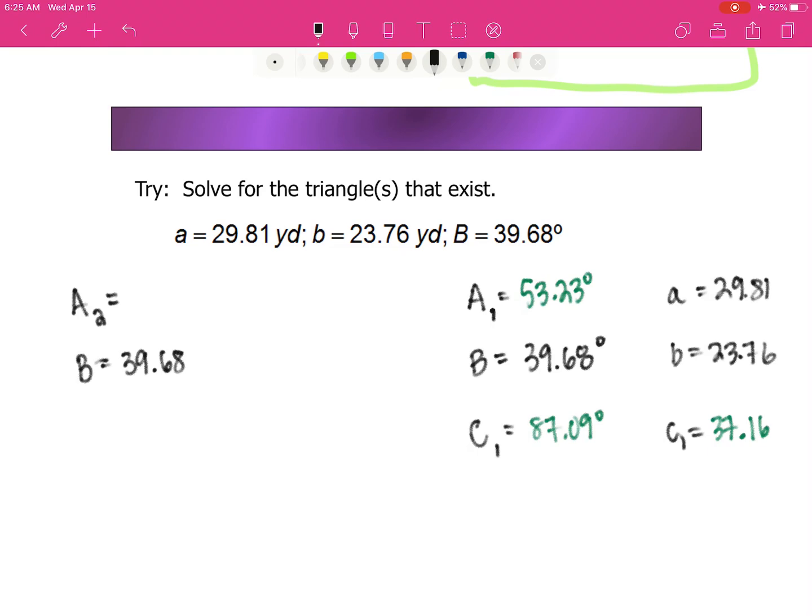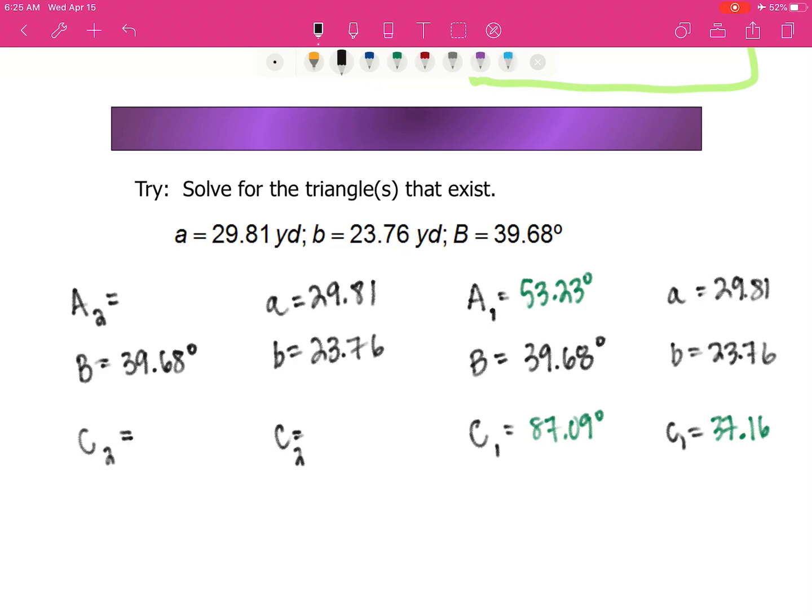For the second triangle, notice how B is still 39.68 degrees. It doesn't have a subscript because it doesn't change. It's fixed because it's part of the given information. So the second triangle, we get 126.77 degrees, 13.55 degrees, and 8.72.